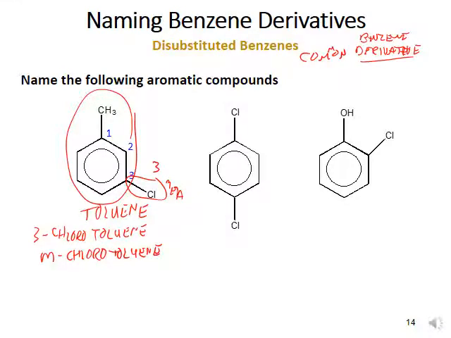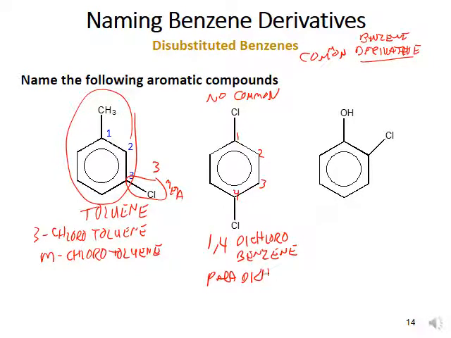Okay, there is no common derivative here. So now we just have to call this what it is. 1, 2, 3, 4. So this is 1,4-dichlorobenzene, because benzene ring is the parent. Or you can also call this para-dichlorobenzene. Nice, not too bad.